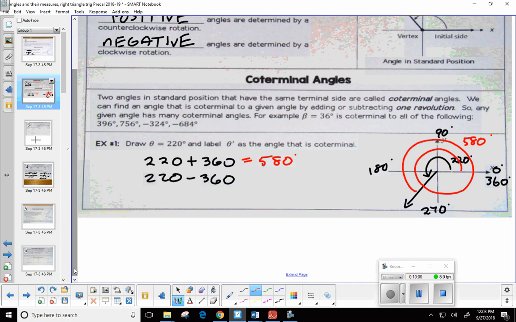Okay. Now let's do the other one in green. It is a different color so you can tell the difference. So again, I'm going to start here in standard position, and I'm going to rotate clockwise until I get there. So this is where the other idea comes in, 220 minus 360.